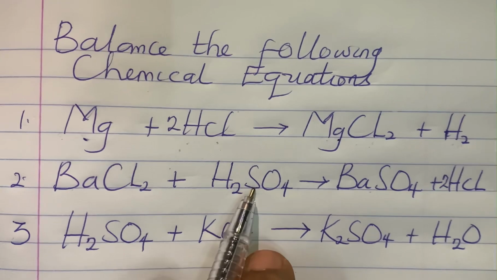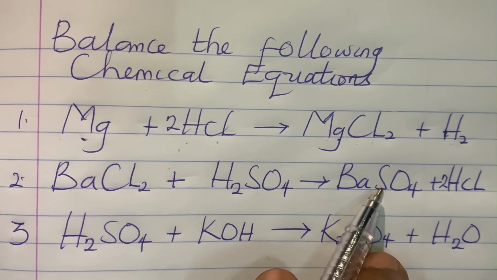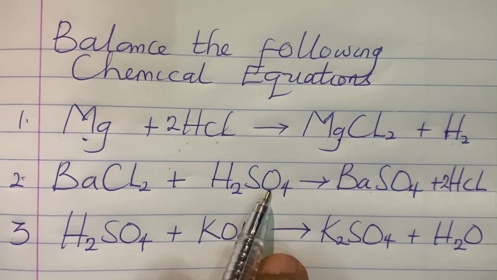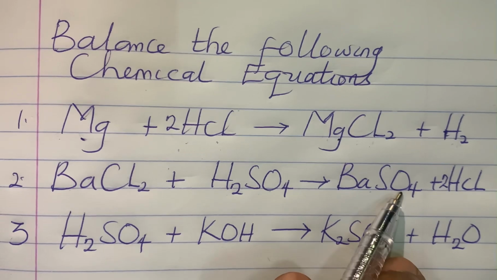Now my sulfur here is 1 at the reactant. My sulfur here is 1 at the product. My oxygen here is 4 at the reactant. My oxygen here is 4 at the product. It simply means my equation is balanced.